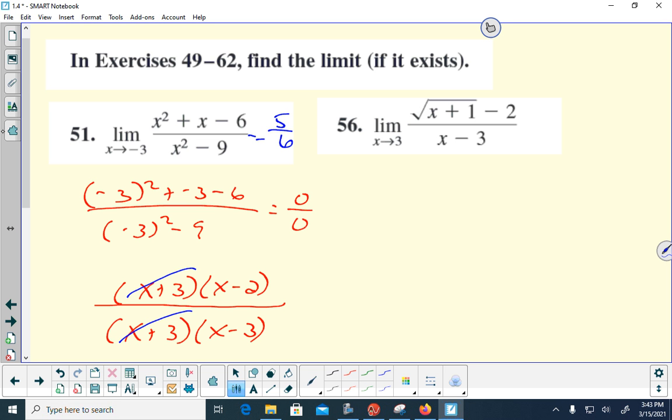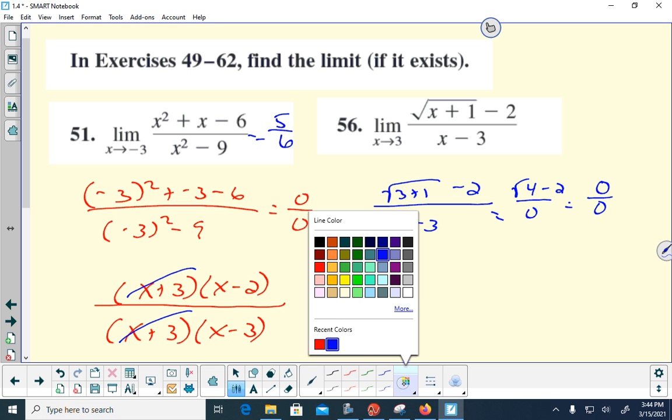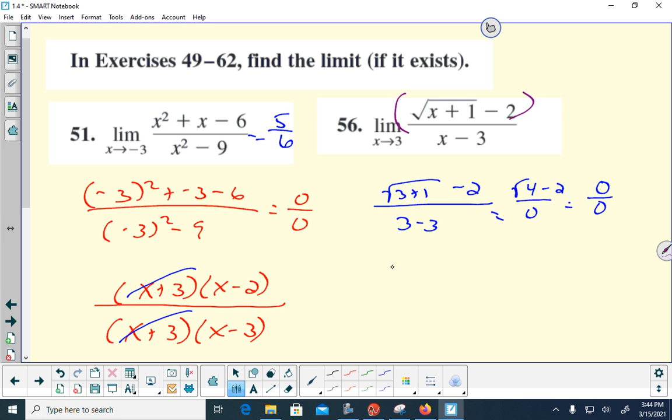Number 56, if I put in 3, I'm going to have the square root of 3 plus 1 minus 2 over 3 minus 3. And this will be the square root of 4 minus 2 over 0, which is 2 minus 2, so 0 over 0, which tells me that I can simplify, which means I see that I have a radical, which means I'm going to multiply this by the conjugate, so the square root of x plus 1 plus 2.